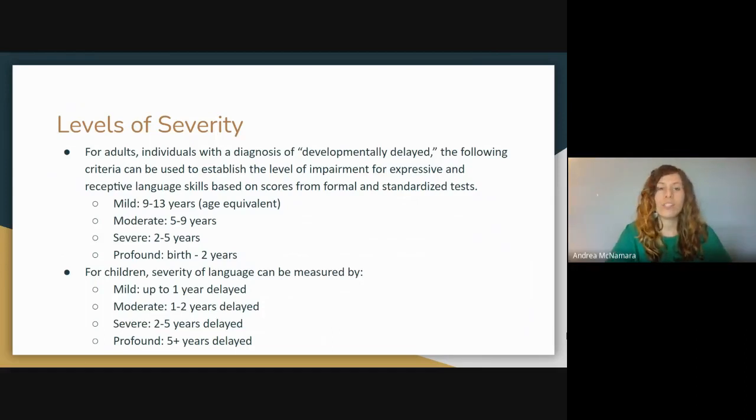So that is just a brief overview of the functional communication profile. Hopefully that kind of gives you an idea of whether or not you want to give this assessment, or if it'll be your first time giving it, you have a little bit of an idea of what the assessment is going to be looking for, and what types of things you will need in order to complete it.